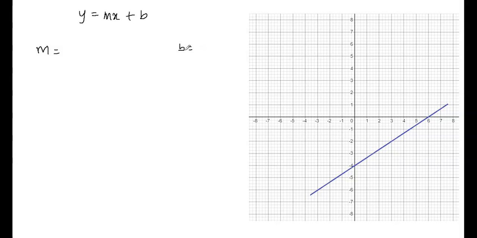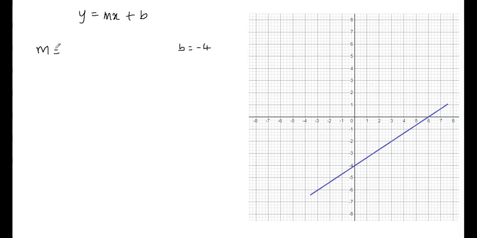Y-intercept is where the line crosses the y-axis. If you look at my line, it is crossing the y-axis. The vertical line is the y-axis, and my line is crossing the y-axis at -4. So I can say that my y-intercept is equal to -4. Now I need to determine the slope.